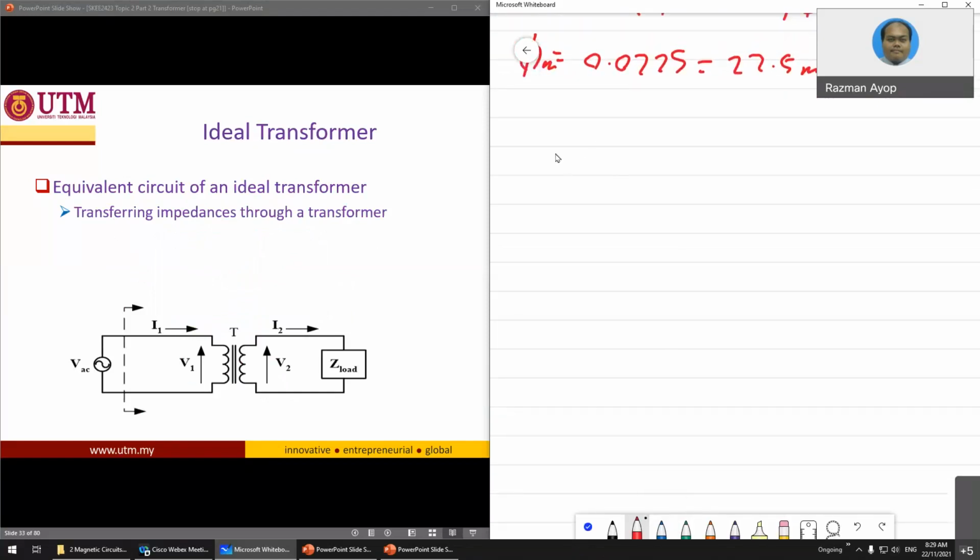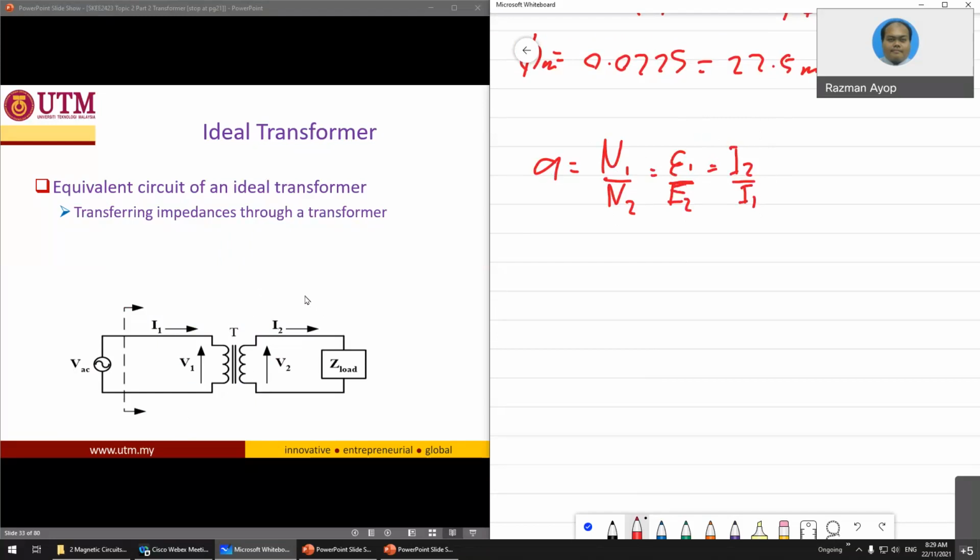So previously I only showed you alpha. a is equal to N1 divided by N2, E1 divided by E2, and I2 divided by I1. So this is for number of turns, voltage, and current.